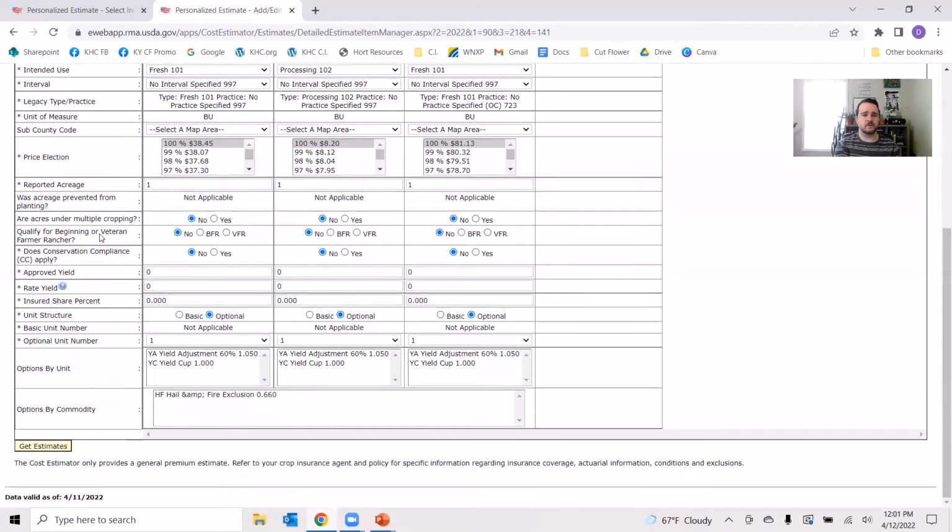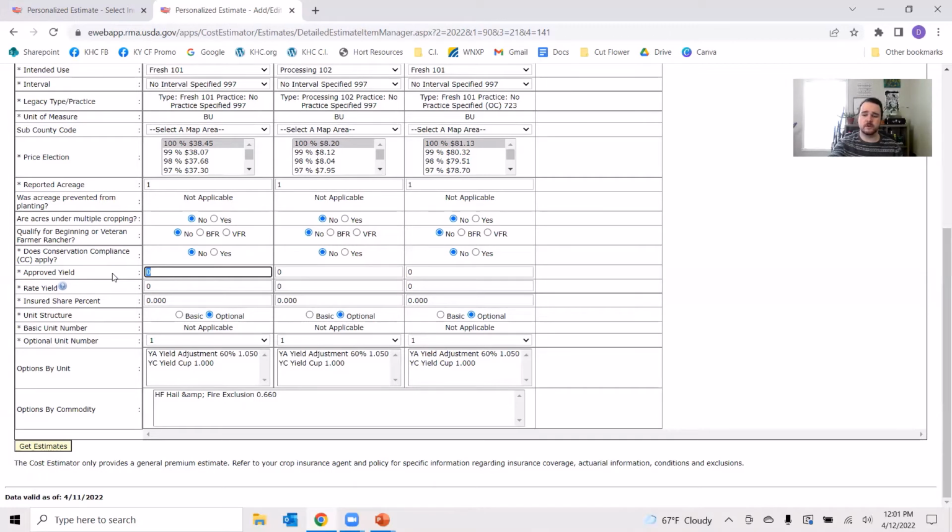We're not multi-cropping this. You do have the option to select beginning or veteran farmer. But I tried this a couple of times, and I don't know if it's with the peaches or for whatever reason, it didn't really affect our results, even though I know for sure in the past that several different commodities do have benefits for beginning or veteran farmers.